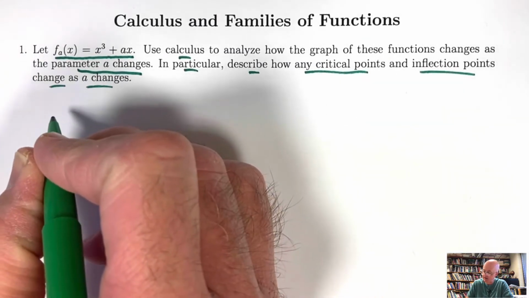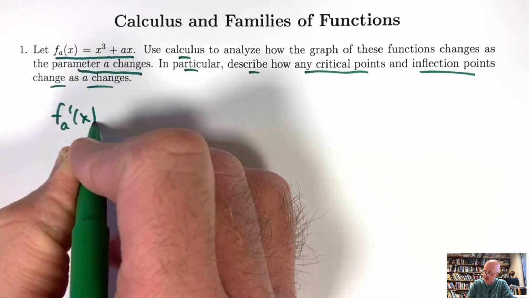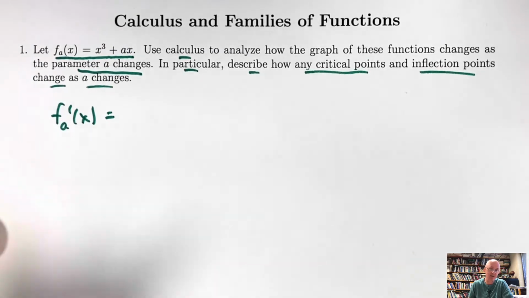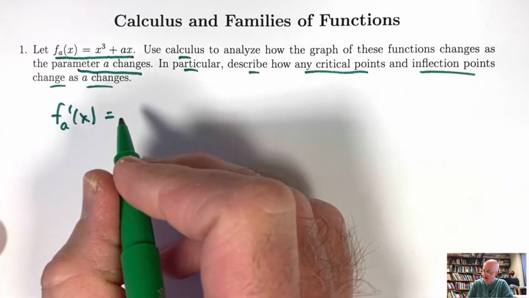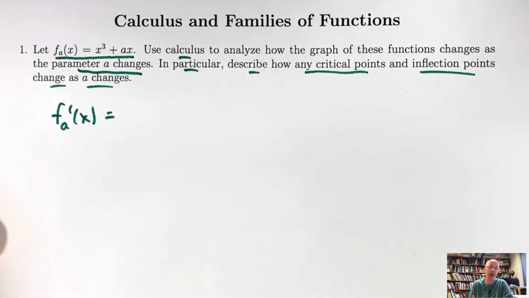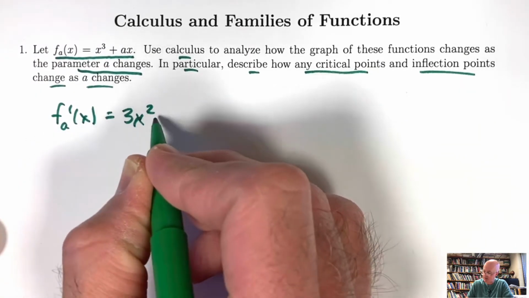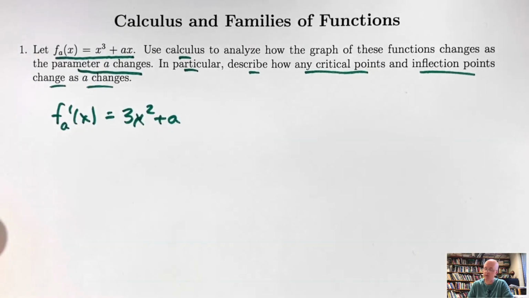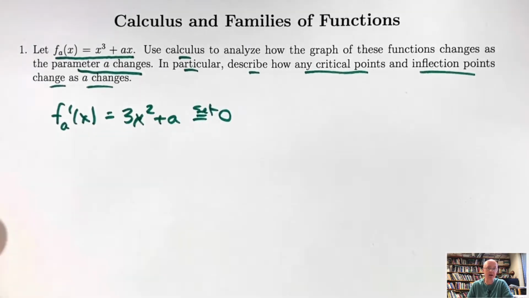So how do you use calculus? You've got to take the derivative. F sub a prime of x. By the way, your book may not use a subscript here for the function. It's okay. I like using it to emphasize it does depend on a. I take the derivative with respect to x. I treat a as a constant. So I get 3x squared plus a when I differentiate with respect to x. Set this equal to 0 and solve for x to find critical points.